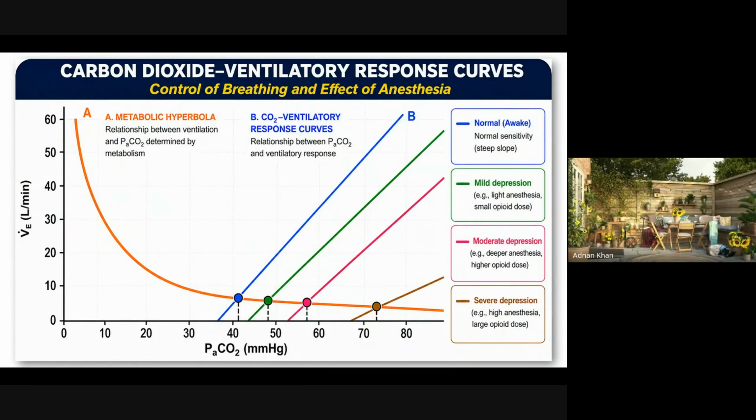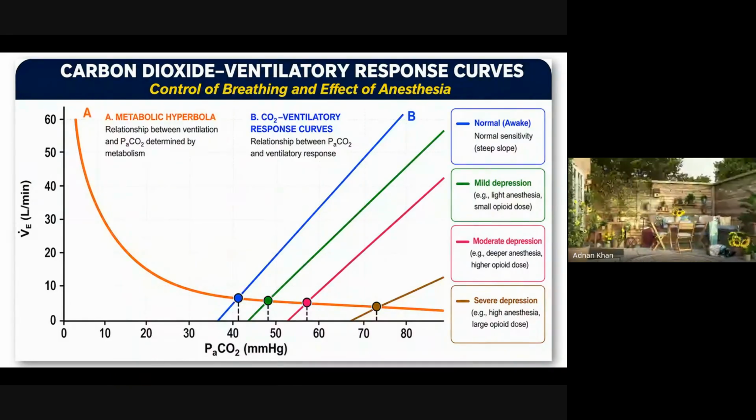Now we will talk about the carbon dioxide ventilatory response curve. As you see, the orange curve is the metabolic hyperbola, which shows the inverse relationship between ventilation and arterial carbon dioxide pressure. As ventilation falls, the arterial carbon dioxide pressure rises and vice versa. The blue line is the normal awake response, where even a small rise in PaCO2 would produce a large increase in ventilation.